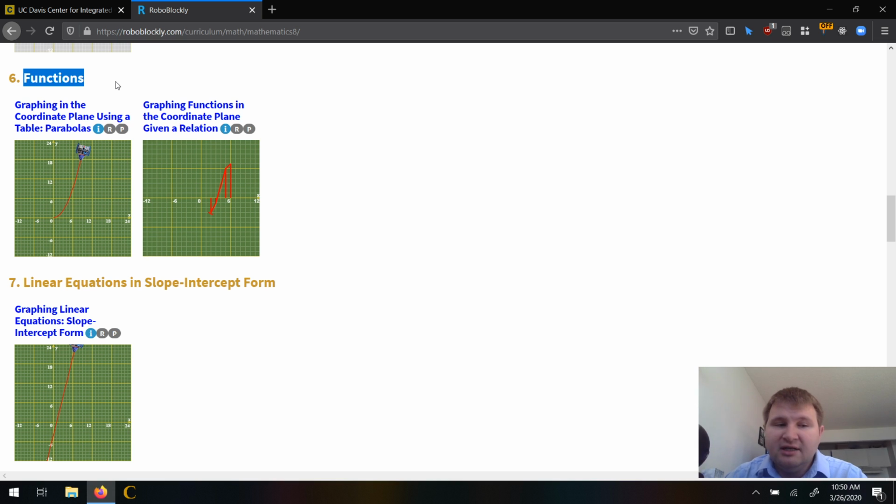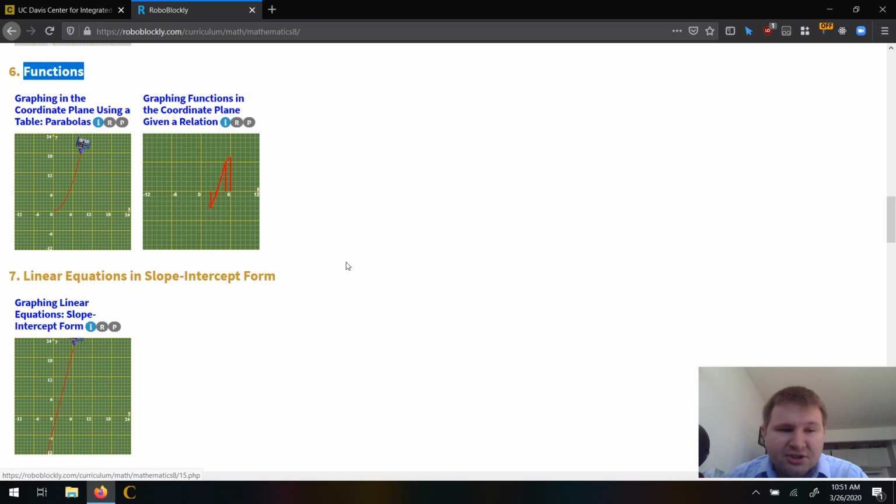We look at starting to use functions for moving the robots. So instead of just straight lines, we might have the robot move in a parabolic form here, just to start to give a little bit more visual representation of what a parabola is and what it means to have an exponent in an equation here. We look at graphing functions given different relationships.